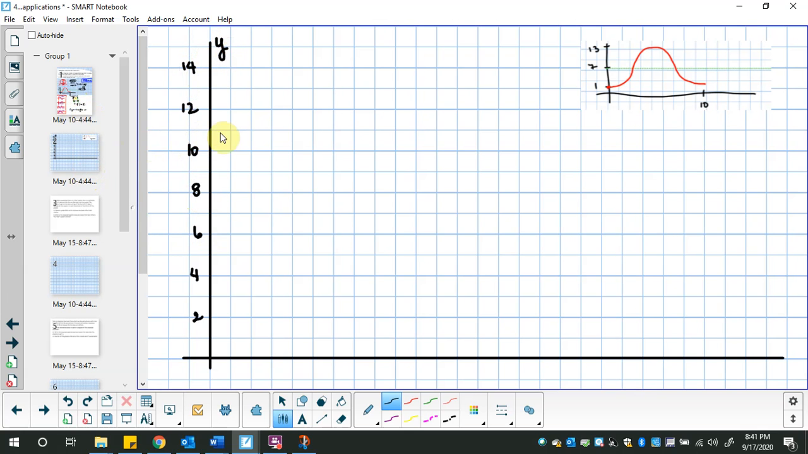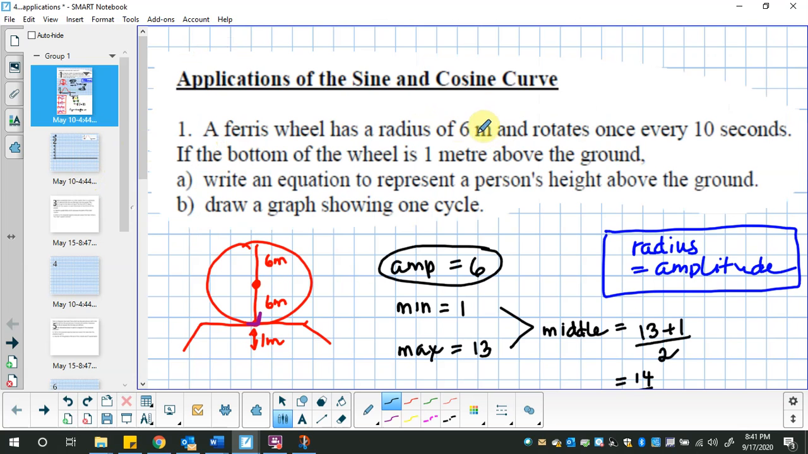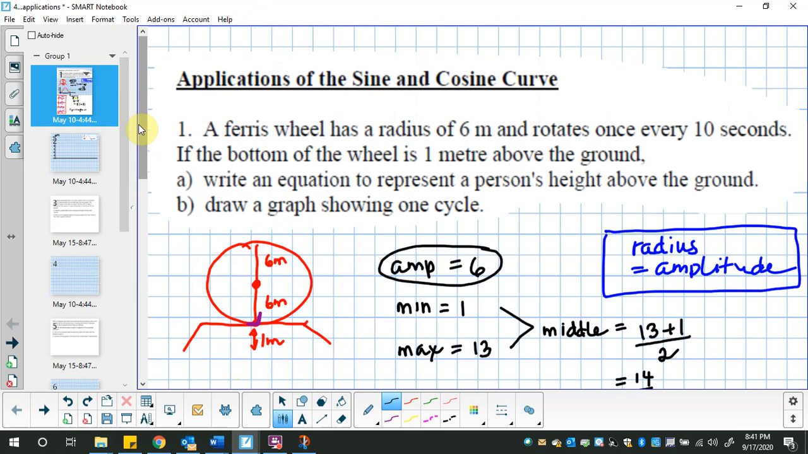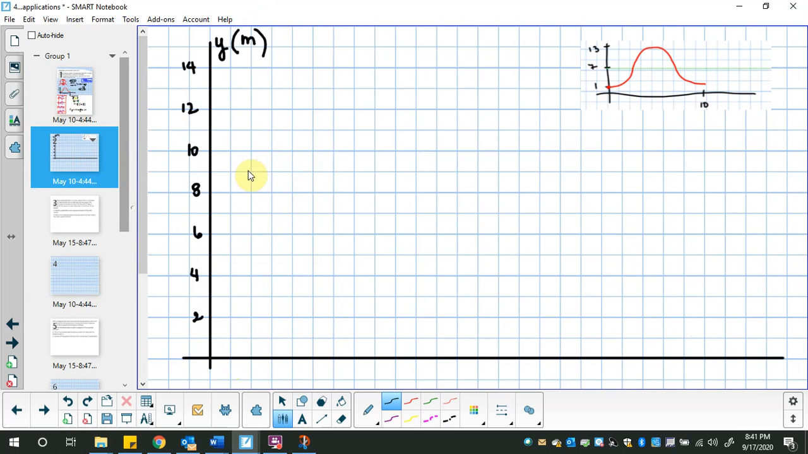And if I take a look at the original question, that was in meters. So I do have to designate a unit for word problems. Then it actually asked me to only graph one cycle. So that means I only need to get up to the 10. So 1, 2, 3, 4, 5, 6, 7, 8, 9, 10. There's my 10. 1, 2, 3, 4, 5, 6, 7, 8, 9, 10. Just in case I want to impress you, this is the x-axis, and that was in seconds. Very popular.